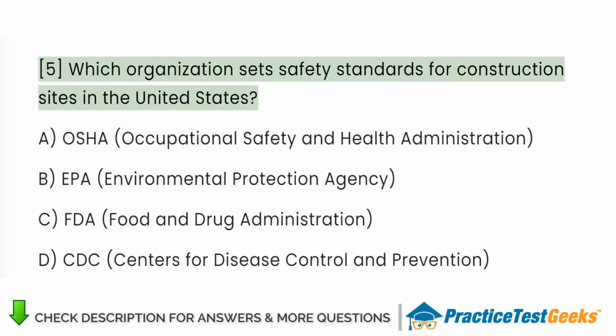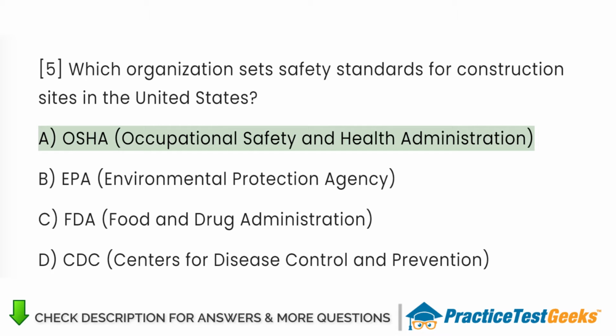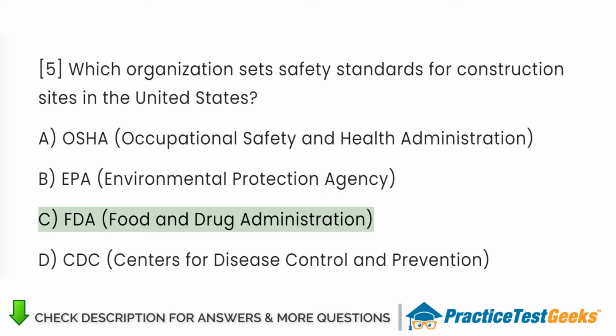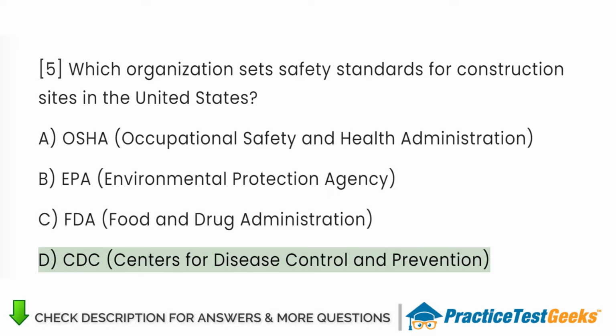Which organization sets safety standards for construction sites in the United States? A. OSHA, Occupational Safety and Health Administration. B. EPA, Environmental Protection Agency. C. FDA, Food and Drug Administration. D. CDC, Centers for Disease Control and Prevention.